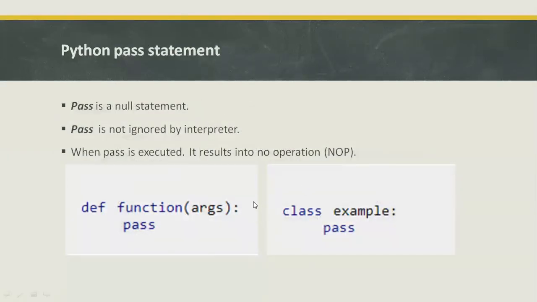Okay. Next one is the Python pass statement. Now pass, what is a pass? Pass is actually a null statement. What it means actually, does the interpreter ignore this? No. Python does not ignore this pass. Actually, this pass is executed, but the result is no operation. So in a function or in a class, suppose you do not want to perform any operation, then simply you write pass here. So pass means no operation.